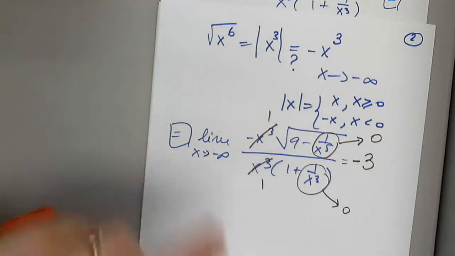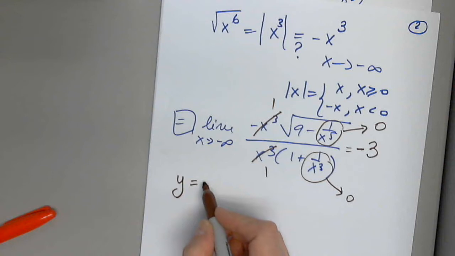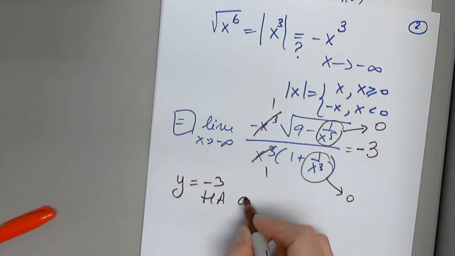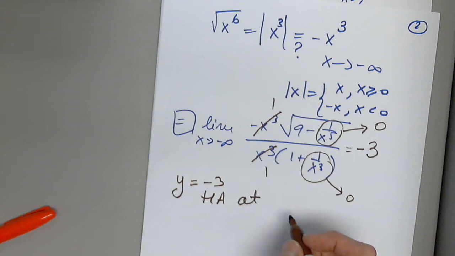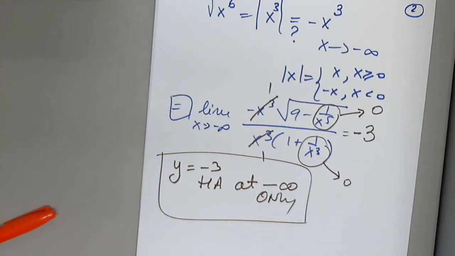Okay, so the answer is negative 3. What do we conclude? Y equals negative 3 is a horizontal asymptote for sure at negative infinity only. We only discussed what happens at negative infinity. We don't know what happens at positive infinity. I guarantee you that the asymptote will not be negative 3. Y equals negative 3. So please make sure that you write that down, that at negative infinity.